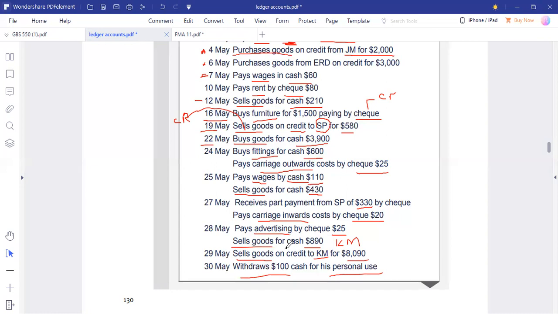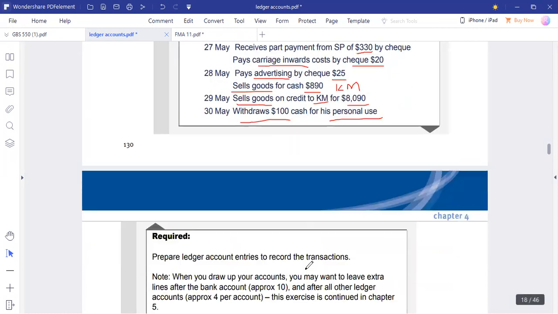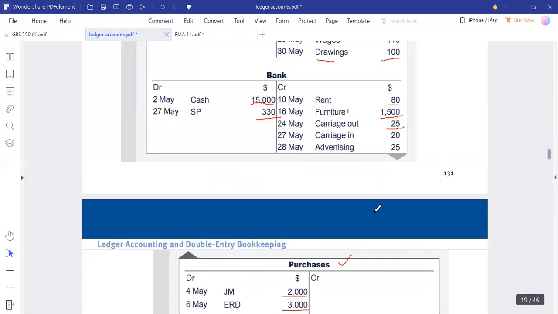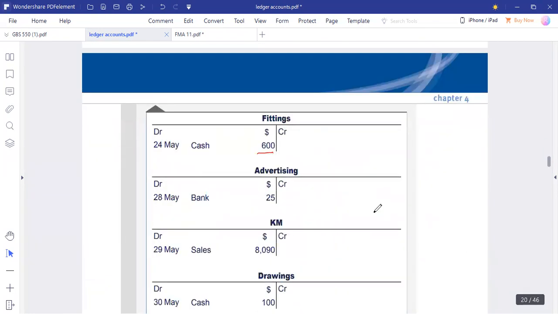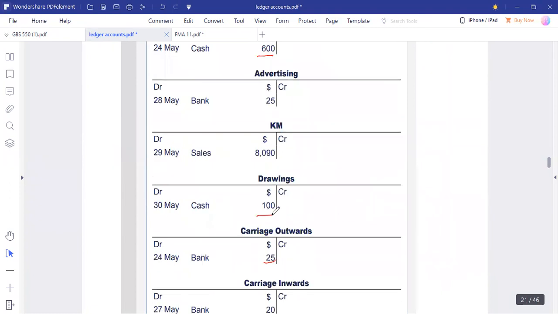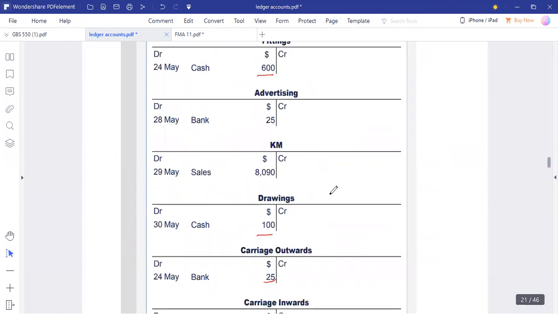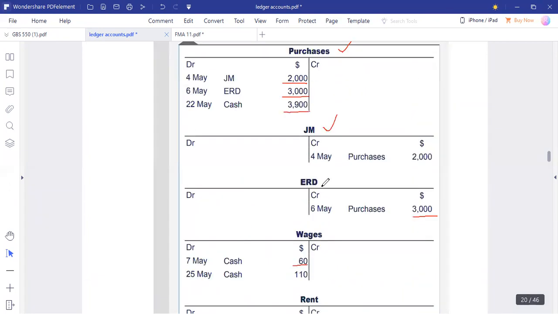So two accounts we're going to use, the cash account and the drawings account. So in the cash account, since money is coming out, we're going to credit the 100 under the term drawings. So we put 100 kwacha there. Then when we go to the drawings account, we're going to do what? Debit 100. So these other transactions have been done. So this is what we call posting.